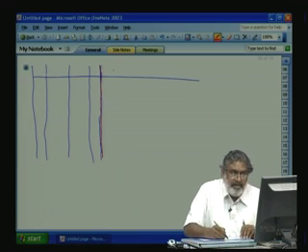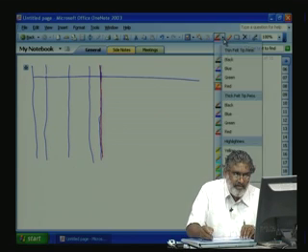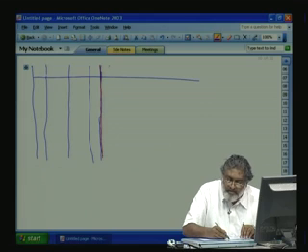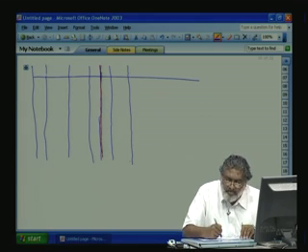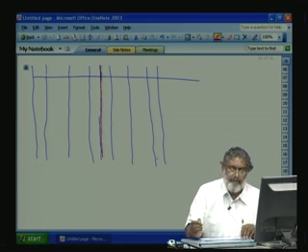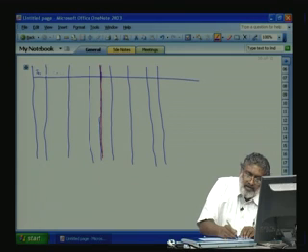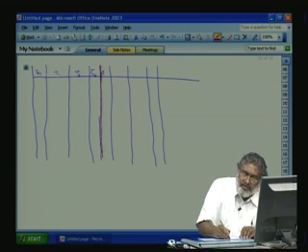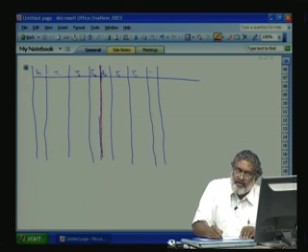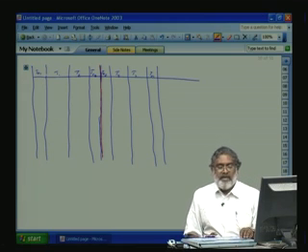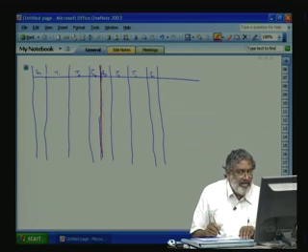Then the next happens: T0 by 2, T2, T1 and the next T0 by 2. So this is T0/2, T1, T2, T0/2, T0/2, T2, T1, T0/2 in sector 1. In sector 1 we are starting with 0.